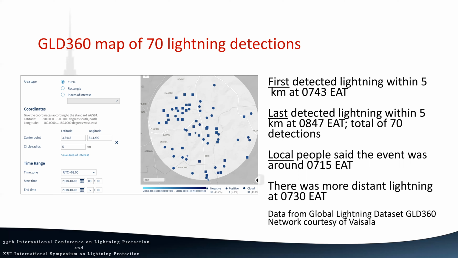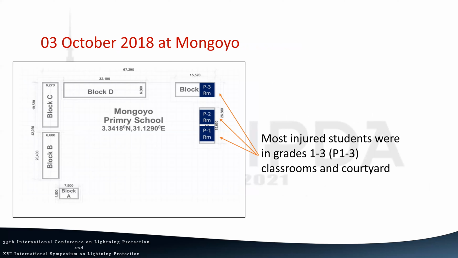So this was an active storm, and it was 7 or 8 in the morning, which is really an unfortunate time to have something like this happening when the children are gathering. The most injured students were in classrooms and in the courtyard of these blocks over here.